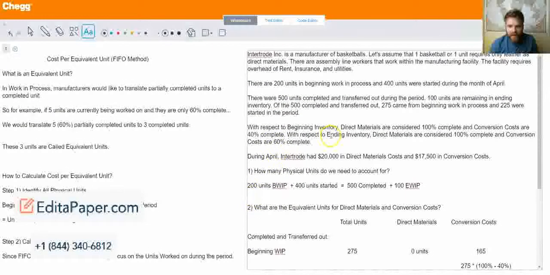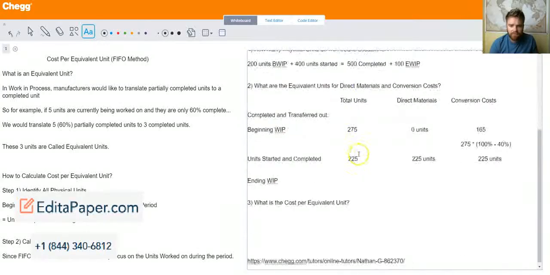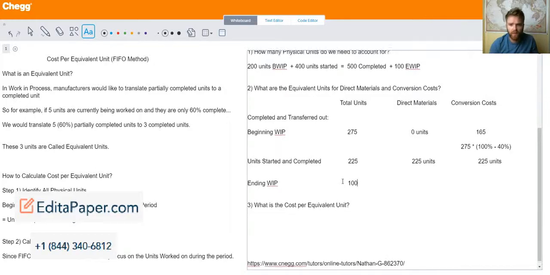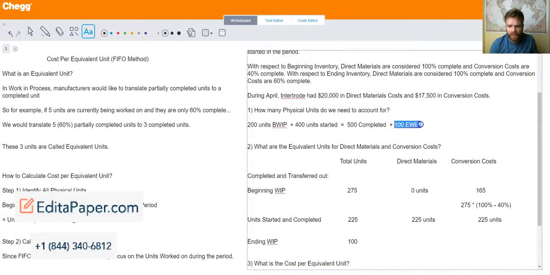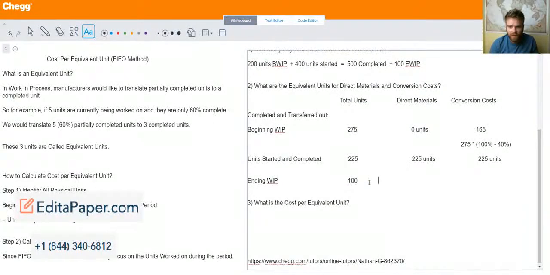Then you have ending work in process. And we said with respect to ending inventory, direct materials are considered 100% complete and conversion costs are 60%. Well, if that's what's left over, you can assume that all of that was completed during the period. So 100%, which again, we have 100 units left in ending work in process, like we stated up here. You completed 100% of them during the period. It's assumed they were completed during the period because that's what you had left over.